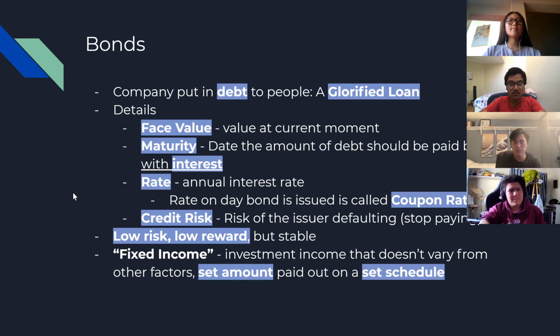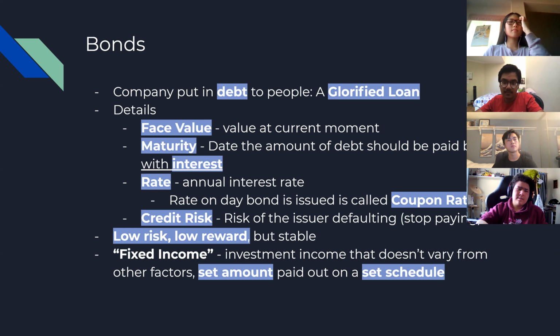Bonds are when a company puts itself into debt to the people. So it's sort of a glorified loan. The way it works is that the owners of a company sell parts of their company's debt out to the public. It's similar to a credit card. The people are lending the company money with the assumption that the company will pay it back later. And the longer they do not pay that money back, the more interest accumulates with it.